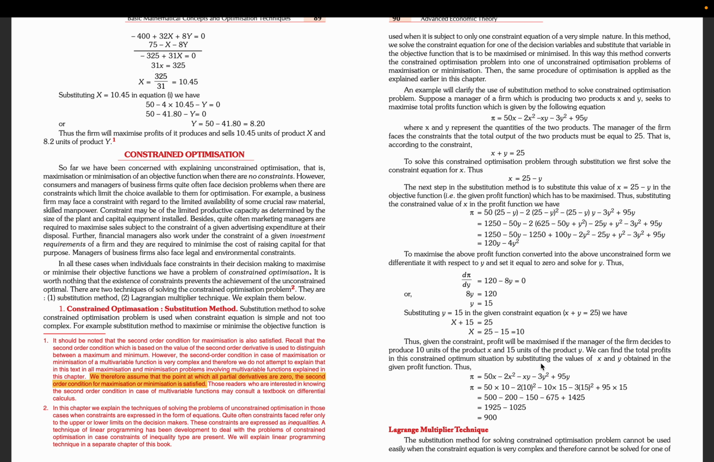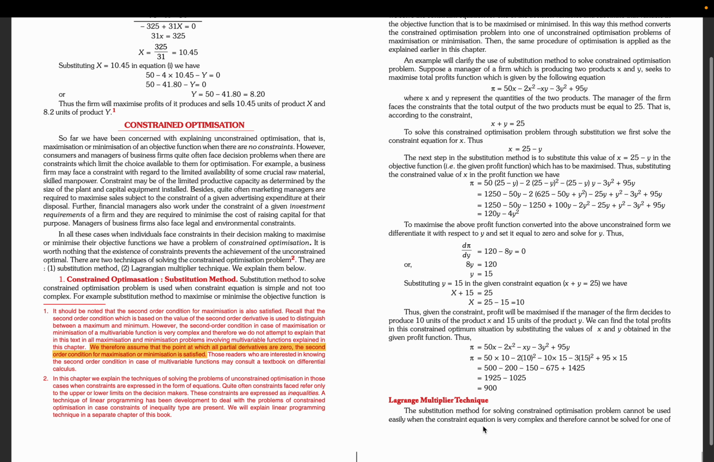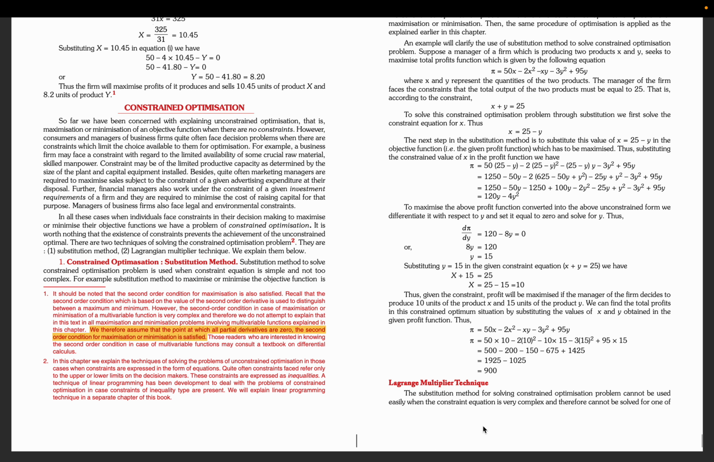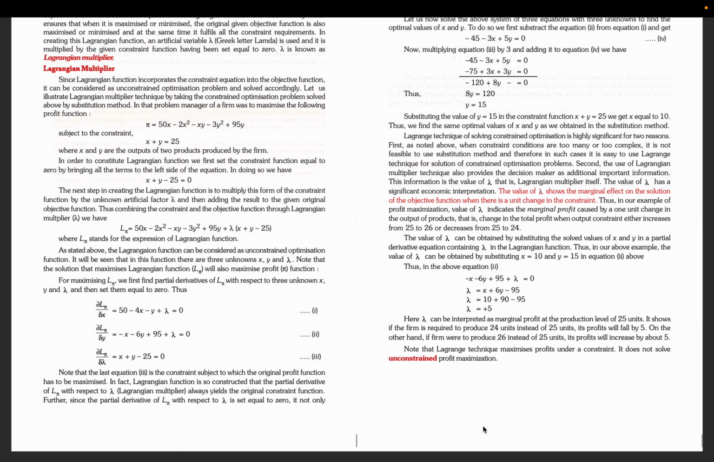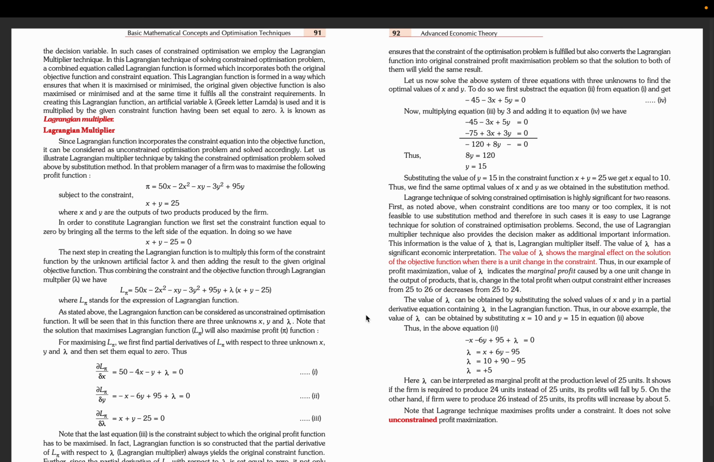We can find the total profits in this constrained optimum situation by substituting the values of x and y obtained in the given profit function, in order to get the total profit. Let's come to Lagrange. The substitution method for solving constrained optimization problems cannot be used easily when the constraint equation is very complex and therefore cannot be solved for one of the decision variables. In such cases of constrained optimization, we employ the Lagrangian multiplier technique.